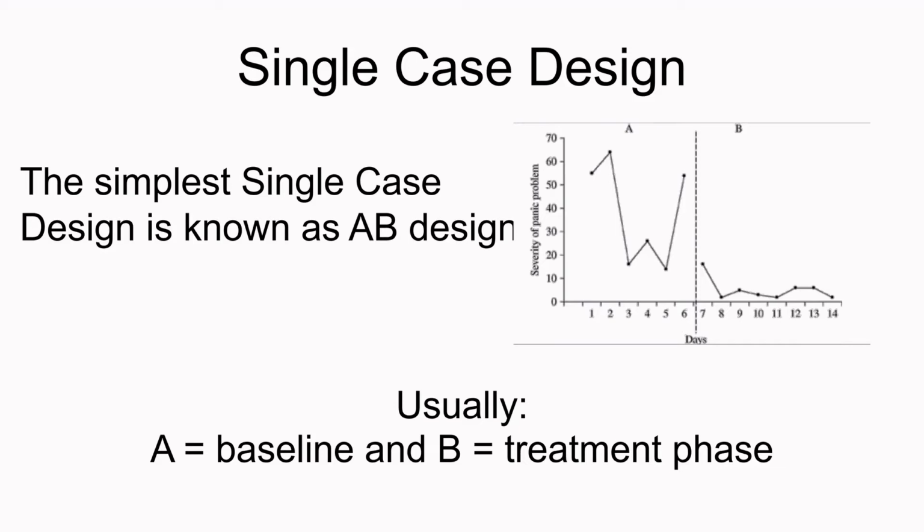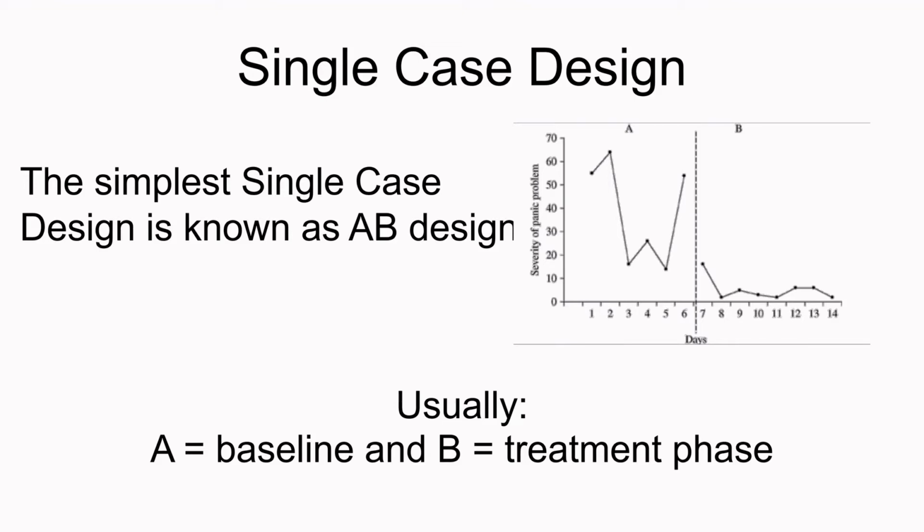Generally, the A phase corresponds with the baseline phase, in which we observe the manifestation of the outcome of interest without intervening on it. Differently, the B phase generally corresponds to the treatment phase. In this phase, we introduce an intervention and we continue to observe and measure the outcome of interest. The comparison between the two phases will inform us about the efficacy of the treatment. This is the simplest form of single-case design, and it is known as A-B design.